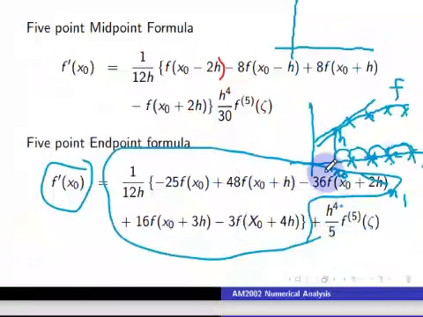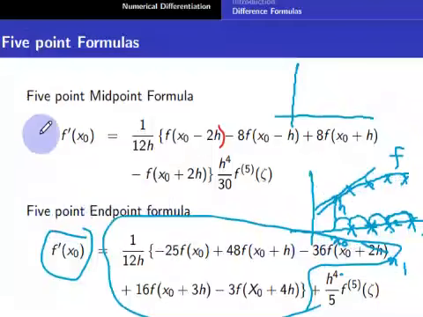So here you use a lot of points, you use 5 points to find an approximation to this, right? All right, I hope you understand. So this is the 5-point endpoint formula. That means you are finding an approximation to the tangent at x naught using another extra 4 points in front of x naught. So the total number of points is equal to 5, right? So let's look at this case.